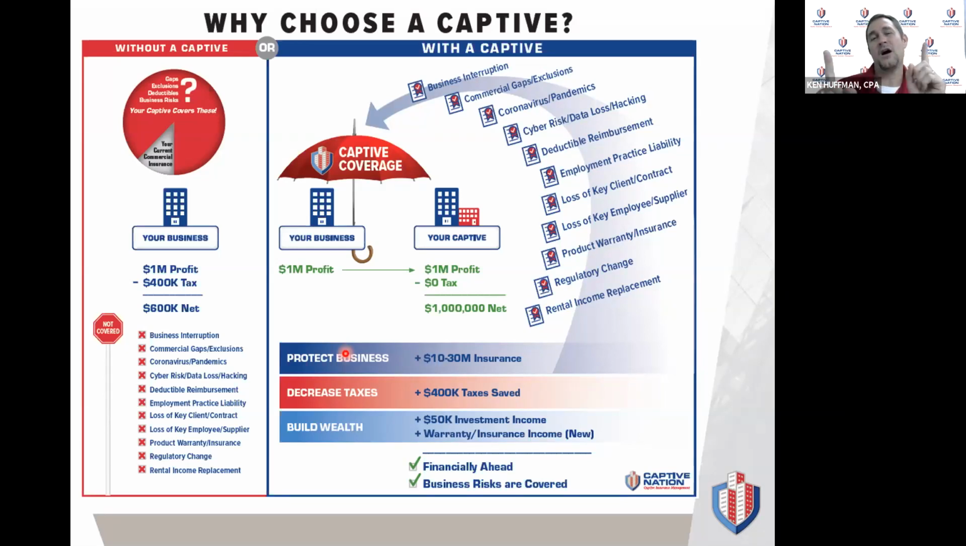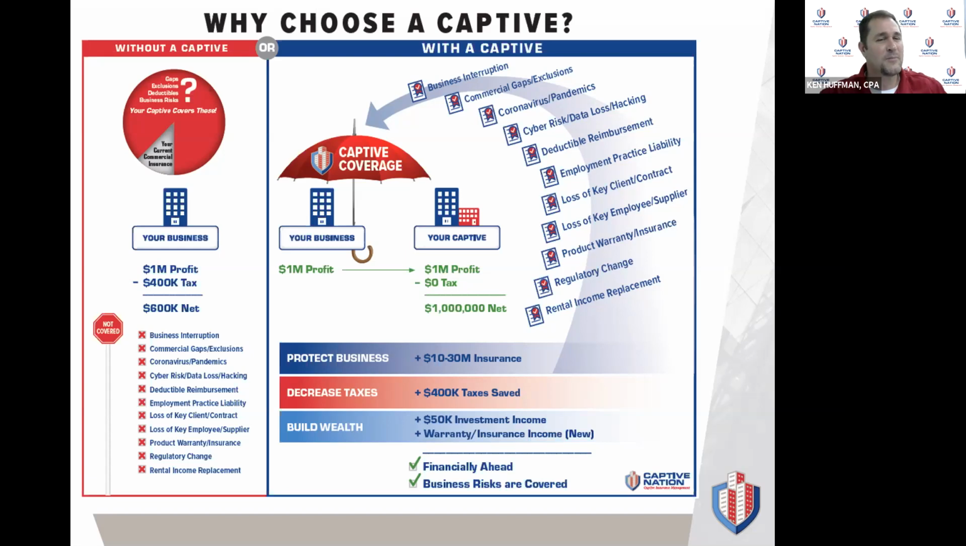So it's not dollar for dollar, right? If I put in $500,000, that's probably $10, $30 million worth of coverage. I decrease my taxes and I build wealth because I have investment income, and I might have new warranty income as well. So you end up financially ahead, whether you file a claim or not, by doing a captive. You end up with more cash at the end of the day. So that's kind of a summary of what captive insurance is.